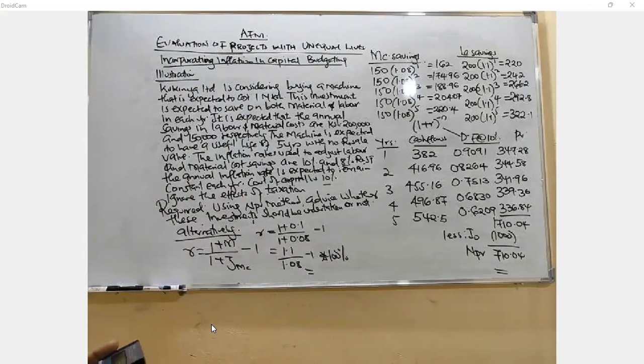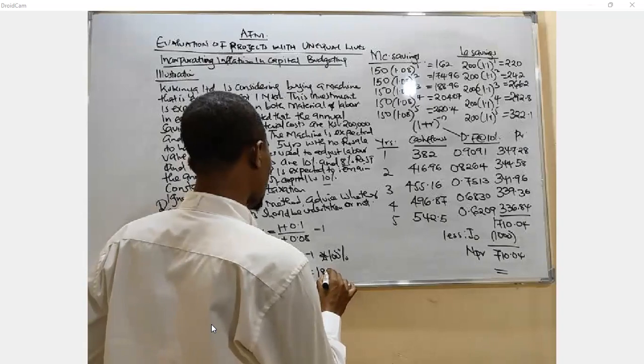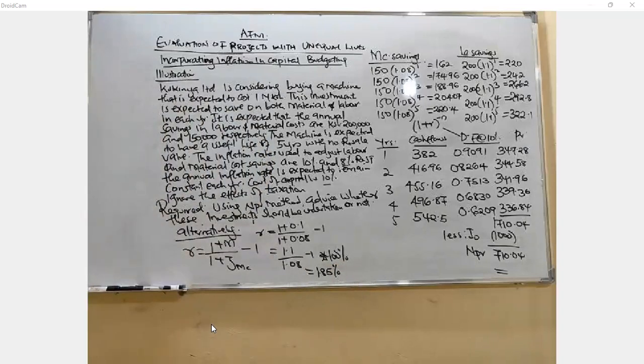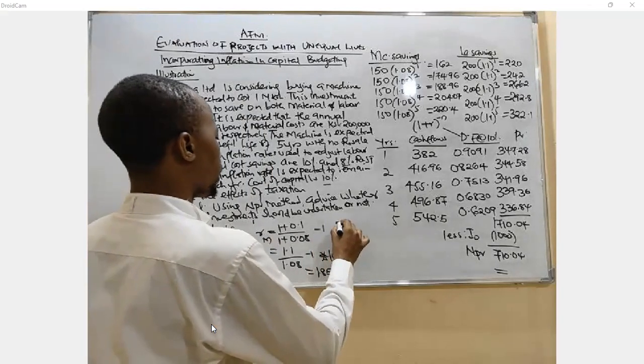What is the percentage? It should be around 1.85%. Yes, right? 1.85%. Then you can also calculate the inflation adjusted cost of capital for the other one, for labor. In this case, that was for the material, so let us do it for labor.